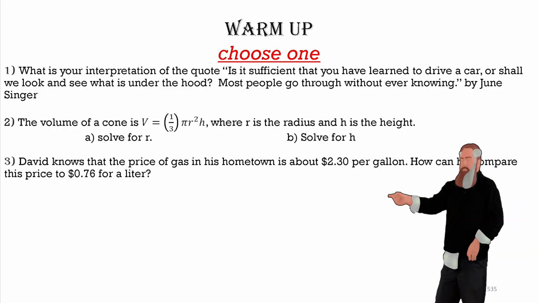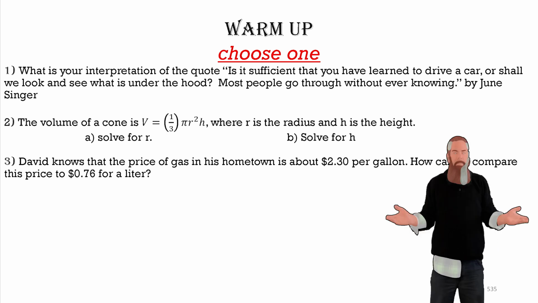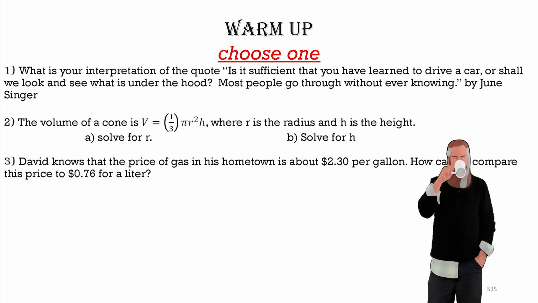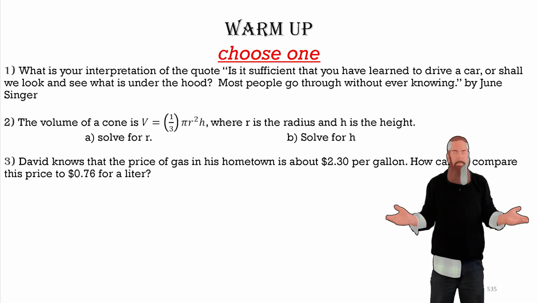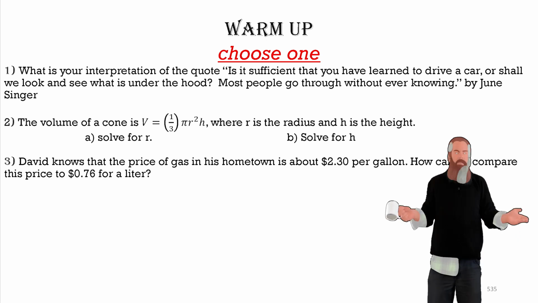Now, let's take a look at a problem that you will be able to do by the end of this lesson. David knows that the price of gas in his hometown is about $2.30 per gallon. How can he compare this price to the price paid in example 6 per liter?